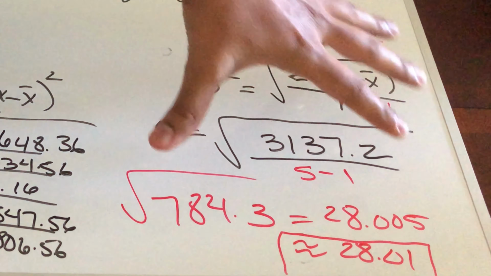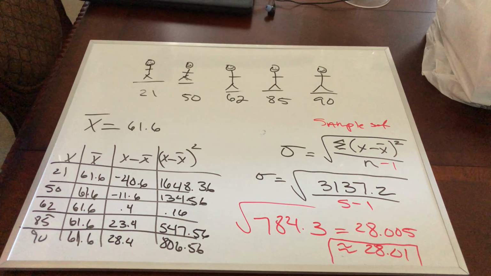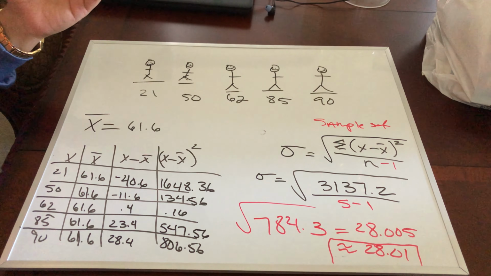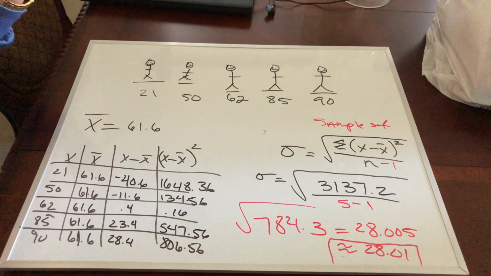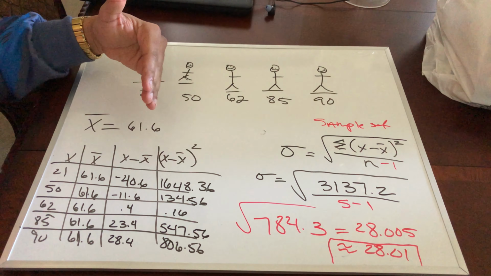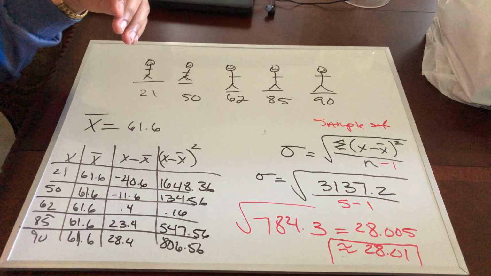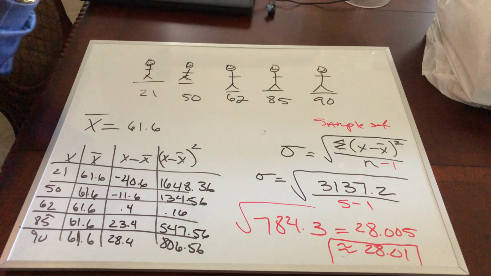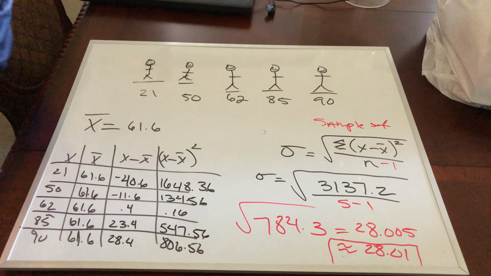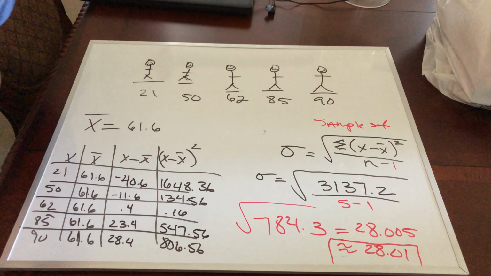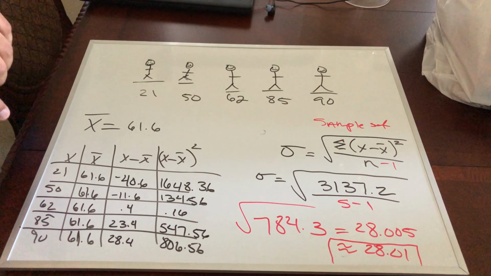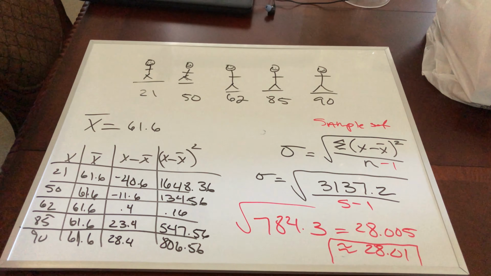So what you're going to get here in our example, the sample amount of people who have money in their wallet: our mean was 61.6. That's the average, but the standard deviation of what each person has in their wallet is $28.01. Now we're going to go into the bell curve, z-score, and the empirical rule.